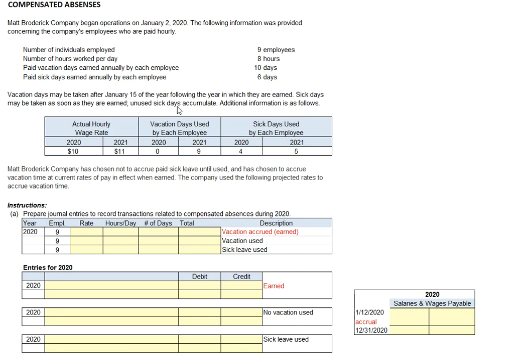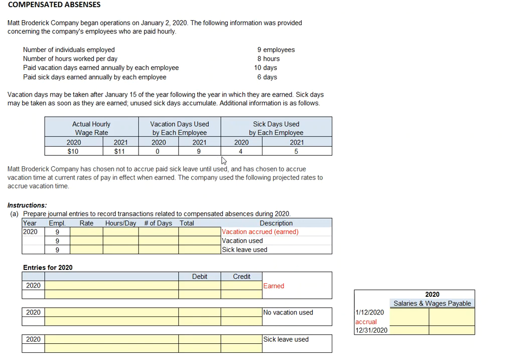Sick leaves do not accumulate. So unused sick leaves, you either use it or lose it. And we've got the following information. Wage rates for each year. 2020 was $10. 2021, the wage rate went up to $11. In 2020, no vacation time was used because it can't be used until the year following it being earned.